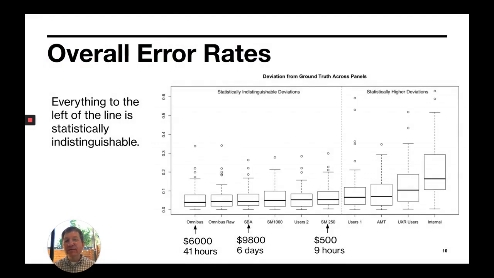So what do those overall error rates look like? This is just a box plot showing what those looked like. Everything from SurveyMonkey 250 to the left of that dashed vertical line were statistically indistinguishable. So these all performed very well. They had median error rates in the 3 to 5% range. And you can see they had vastly different costs. So the SurveyMonkey 250 panel cost us $500 and was done in 9 hours and had statistically indistinguishable error rates from some of these very expensive panels.